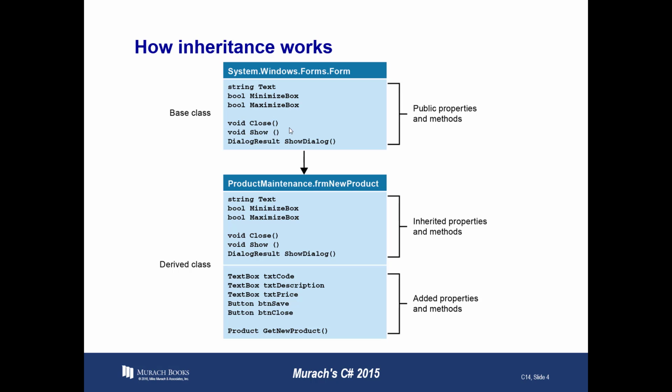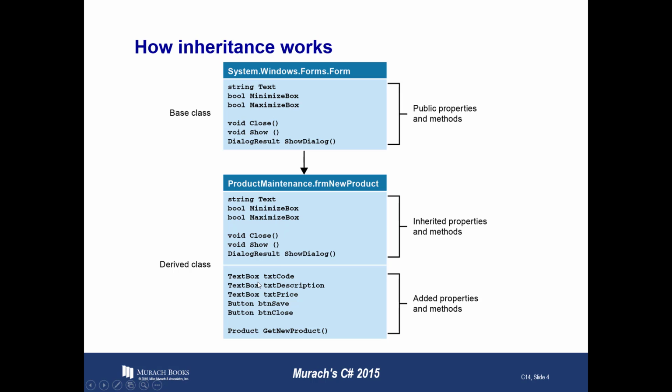When you look at this, and we look at the example, we've got a base class, as you can see right here. According to this, with our System.Windows.Forms class, it has all this stuff in it. Now we've got a product maintenance form for a new product. We automatically get everything in here if we inherit from System.Windows.Forms.Form, which is what we'll do.